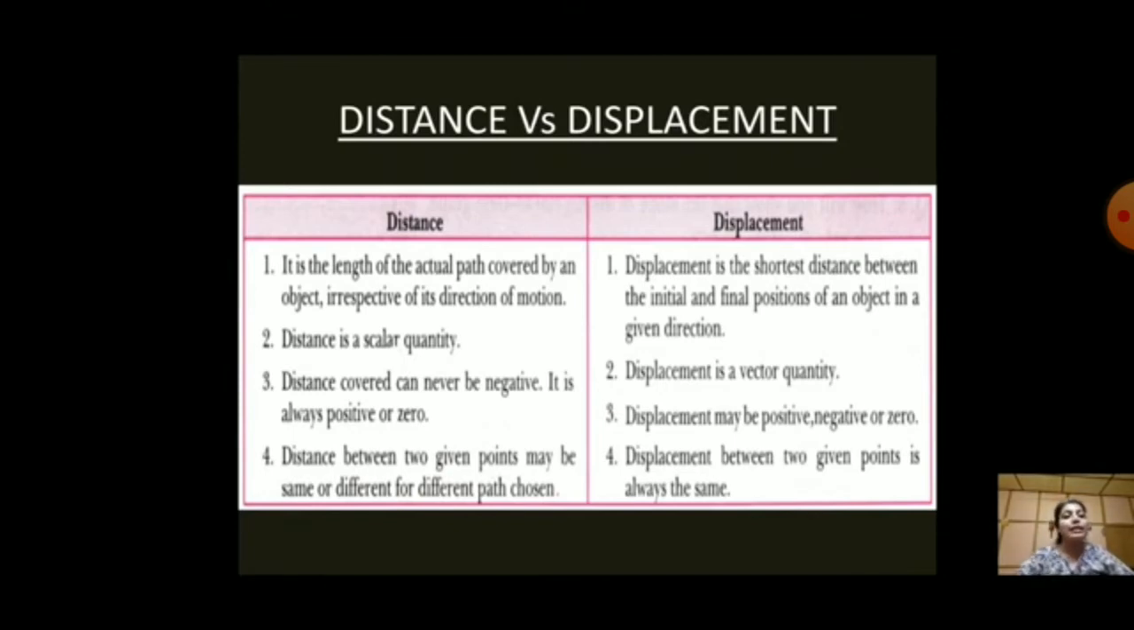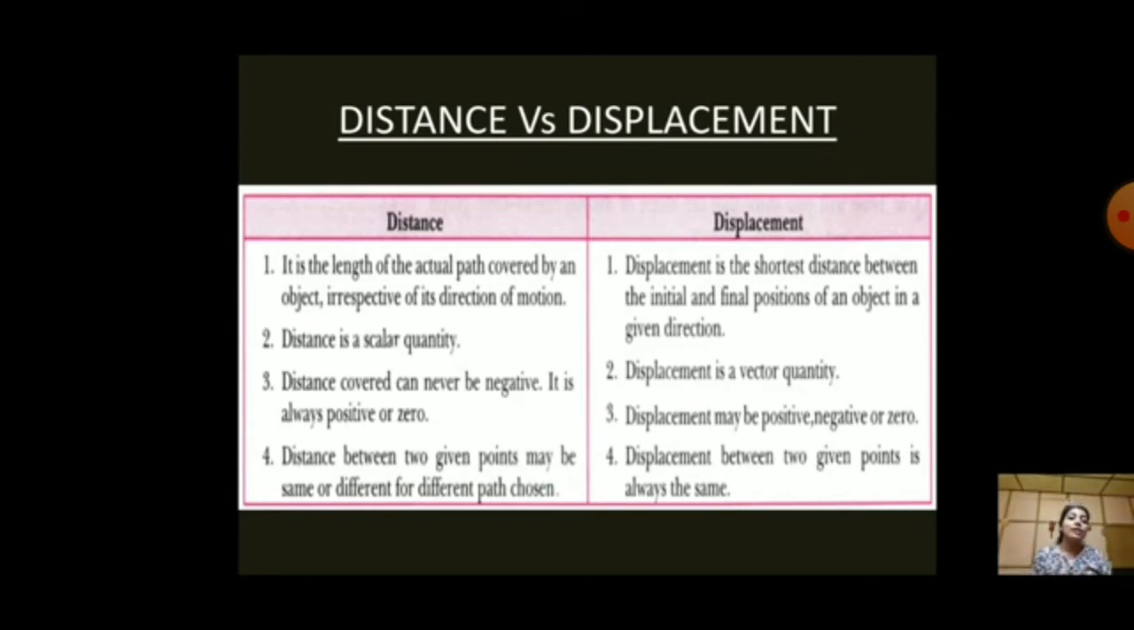First of all, distance is the length of the actual path covered by the body irrespective of its direction of motion. Whatever actual path we are taking, a round or a curved path, that is the distance. And distance does not depend on direction. We are unaware of the direction, whether we are moving towards left or right or east or west. Nothing is mentioned when we talk about distance.